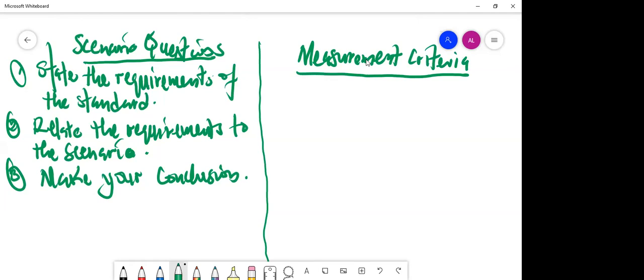Measurement criteria for IFRS 5. What does that mean? Now, when the conditions have been met, remember all those seven conditions. Even though in an exam the examiner may not test all the seven conditions, except they ask you to list them out, okay?